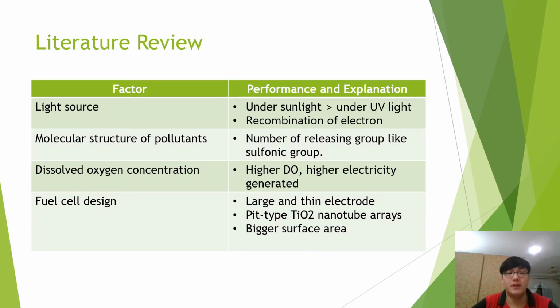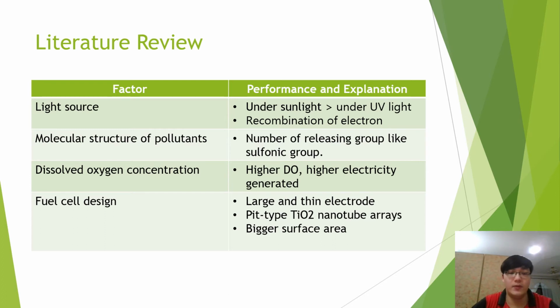From the research, there are many factors that affect the performance of PFC. The first factor is the light source. PFC will have greater performance under sunlight compared to UV light, because recombination of electron pairs occurs more easily under UV light. The next factor is the molecular structure of organic pollutants. A larger number of releasing groups in pollutants, like the sulfonic group, increases the PFC performance. Dissolved oxygen also affects the PFC performance. The higher the DO concentration, the higher the electricity generated.